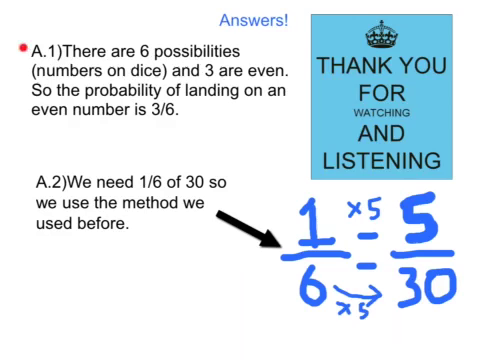Here is the answer for question 1. There are 6 possible numbers on a dice. 3 are even, so the probability of landing on an even number is 3 out of 6. For answer 2, we need 1/6 of 30, so we use the method we used before. To multiply 6 to get 30, we did 6 times 5 to get 30. And since we did 6 times 5 for 30, we also have to multiply 1 by 5 to get 5. So the new answer is 5/30.